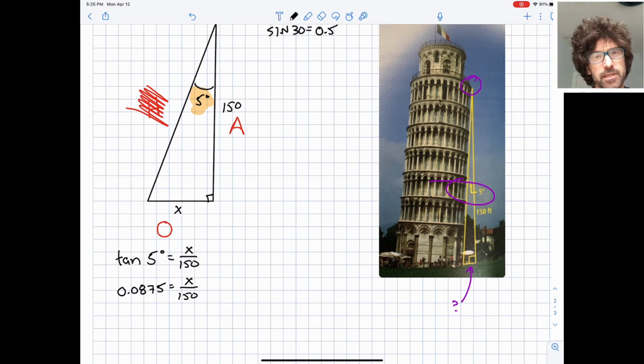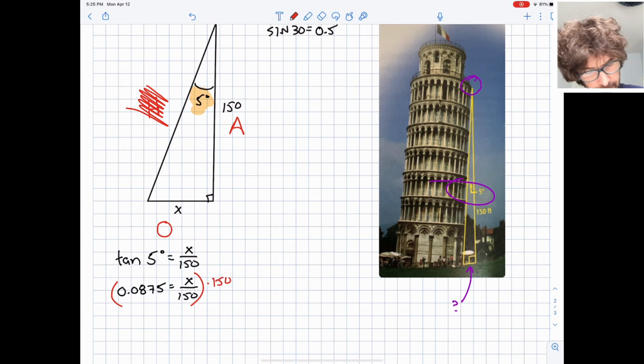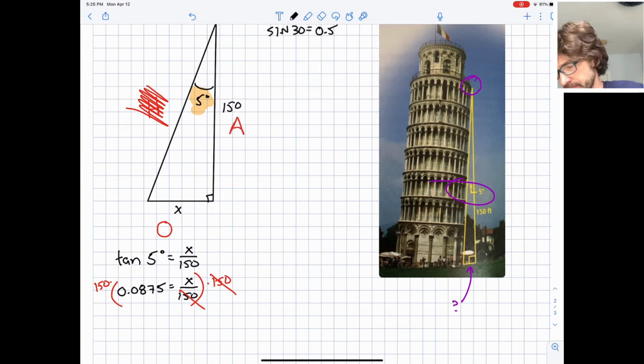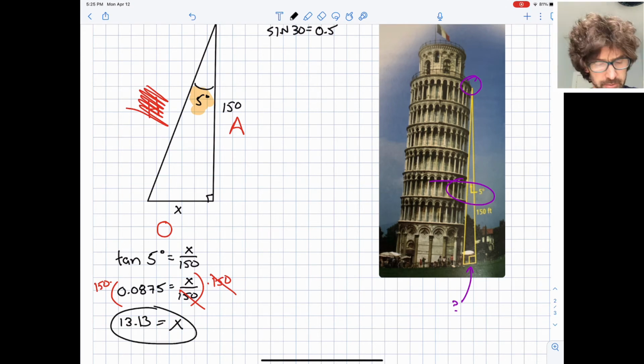Okay, and now we just need to solve for x. So we're solving a proportion. We can multiply both sides by 150. These 150s cancel, leaving us with just an x on the right-hand side. And I get x is equal to 13.125, and I'm going to round my final answer to 2 decimal places, so 13.13, and that would be in feet. And think about it, does that make sense? It looks like in the Leaning Tower of Pisa, it looks like it could be overhanging by about 13 feet.